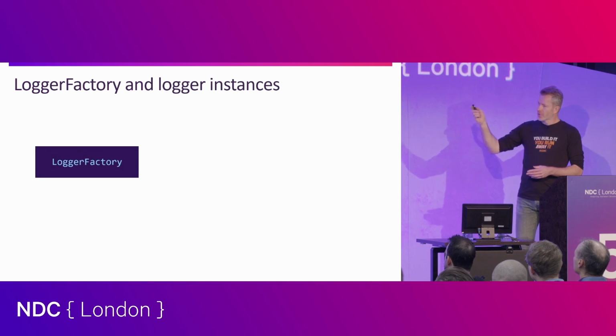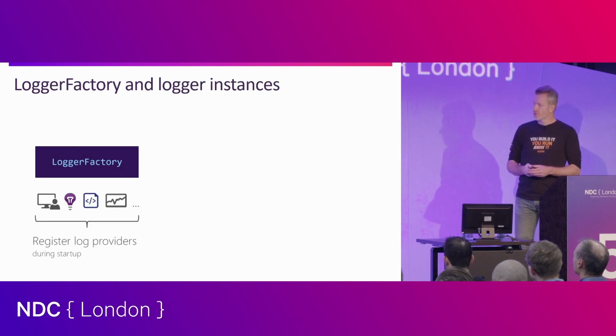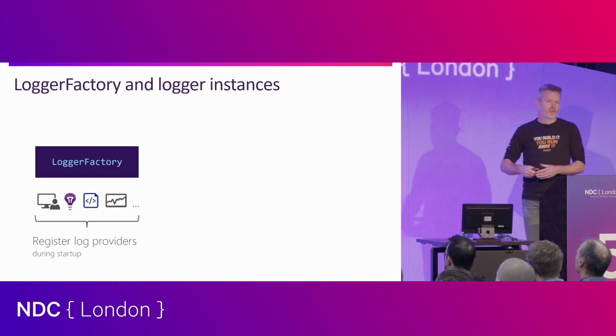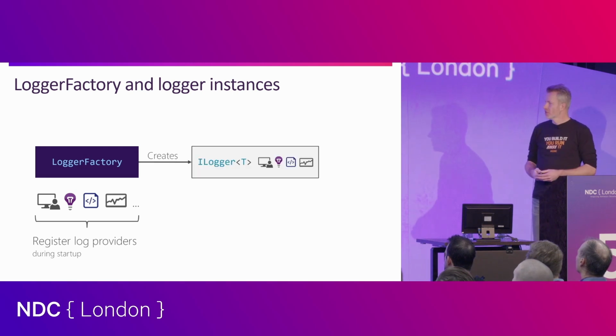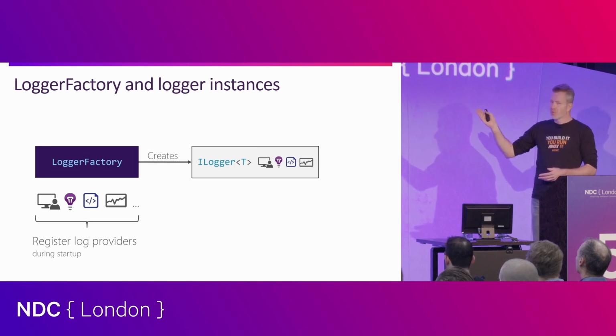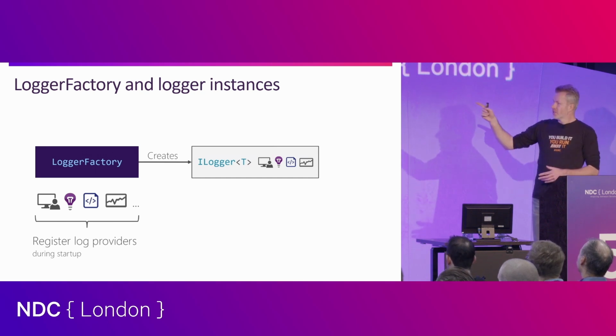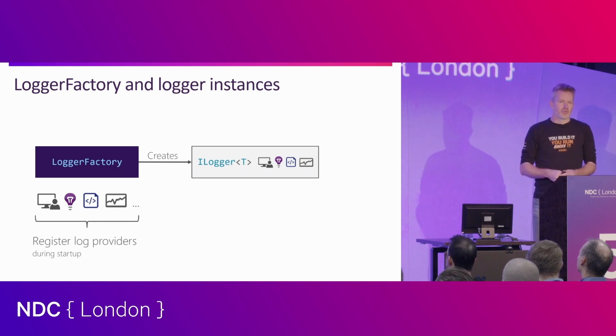Under the covers, what happens if you do those things is that there's a logger factory, and all the providers that you've added will be registered inside of the logger factory. And the logger factory will create the ILogger of T implementations. So ILogger is the thing that you can inject. Logger of T is what it actually is. And the T is the place where you want to use it. So usually the T is a type for your controller class, for example.